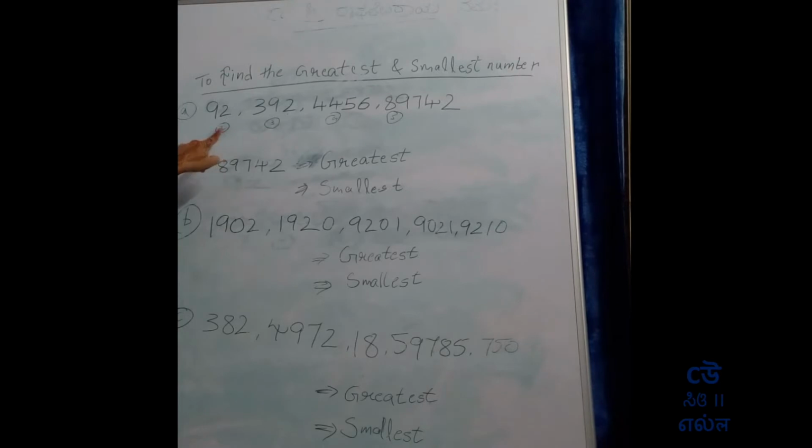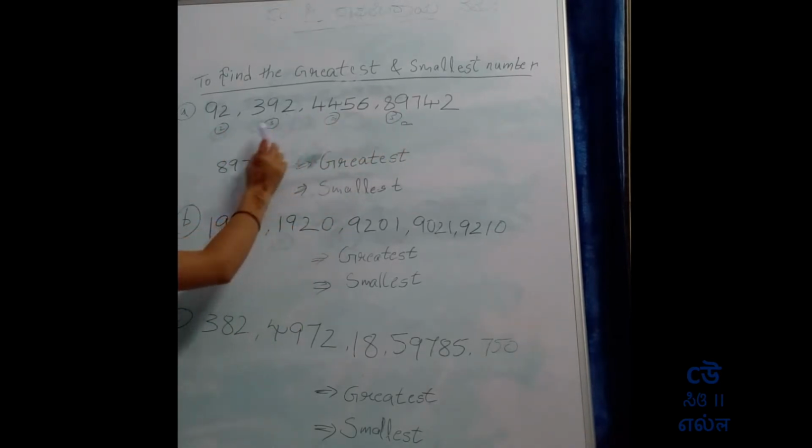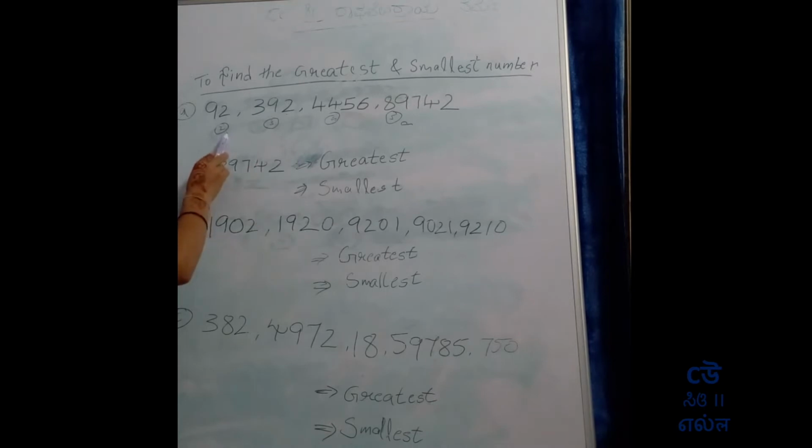Next is to find the smallest number. So leave this one. The smallest number among the rest is 2, 3, 4. Which is the smallest in these three? 2. So which number has two digits? 92. So this is considered the smallest number. So you got how to find the greatest and smallest number with the first trick: write the number of digits in each number and find which is the greatest and which is the smallest.